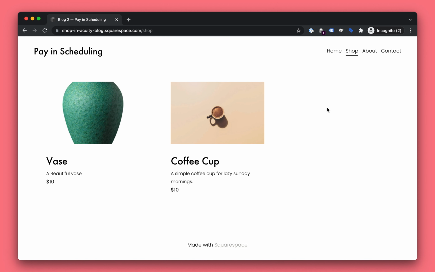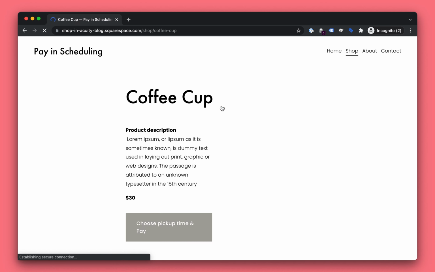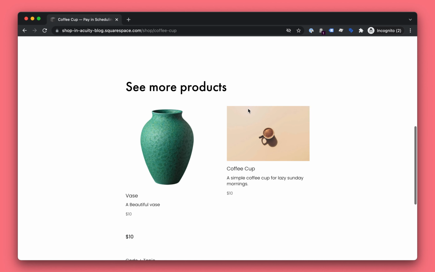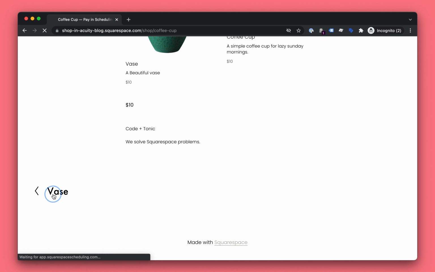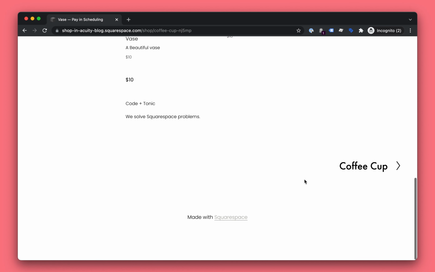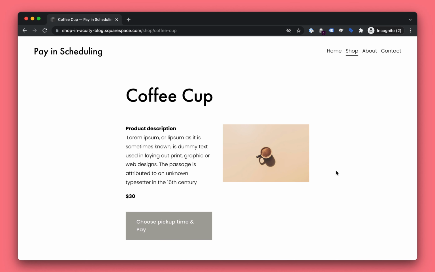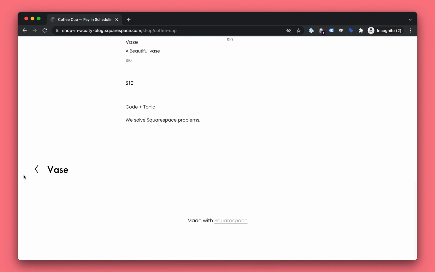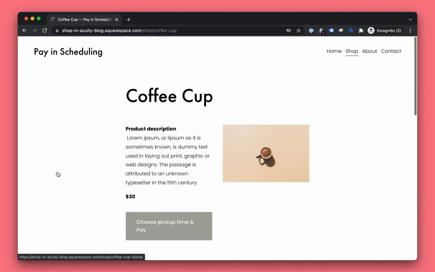So one possible solution in Squarespace 7.1 would be that you would create this shop page, so it would look like a normal shop page. And when we click on any of the products, here we have the pagination to the next and previous. So did I understand correctly that this is what was missing?